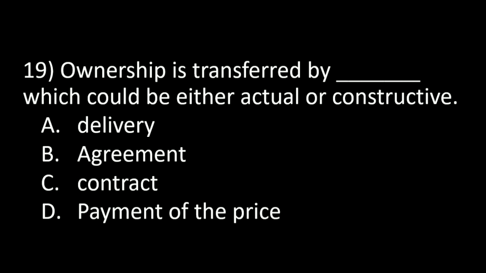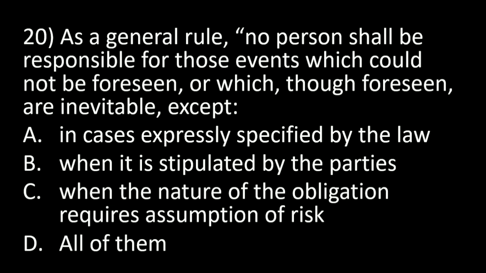20. As a general rule, no person shall be responsible for those events which could not be foreseen, or which, though foreseen, are inevitable, except A, in cases expressly specified by the law. Letter B, when it is stipulated by the parties. Letter C, when the nature of the obligation requires assumption of risk. Or letter D, all of them.